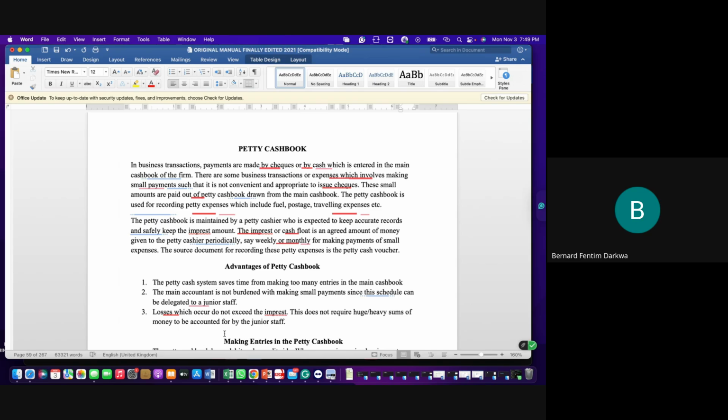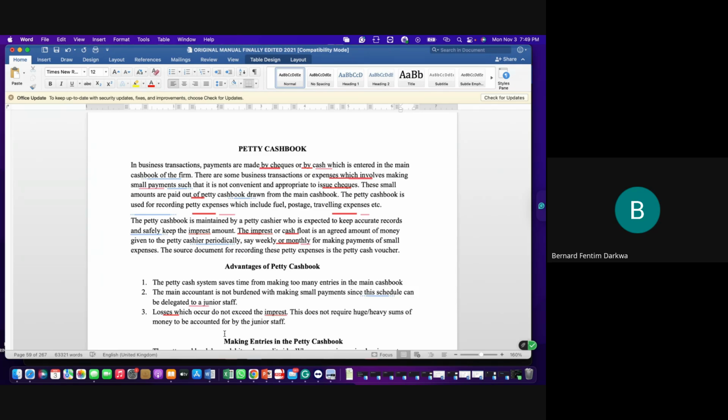At the end of the month, the petty cashier goes to the main cashier and gives an account. On January 1st, you gave me 1,000 Ghana cedis for petty cash. Today is 31st January. This is how much I have spent, and this is how much is left. The petty cashier is then reimbursed. Reimbursed means the petty cashier is given an amount equal to how much he has spent, because you are not supposed to have any change in hand.